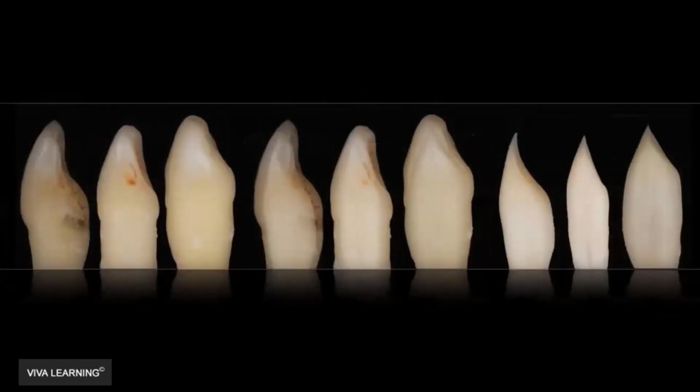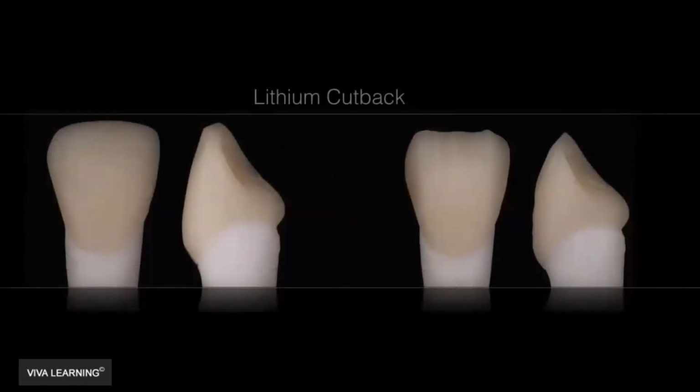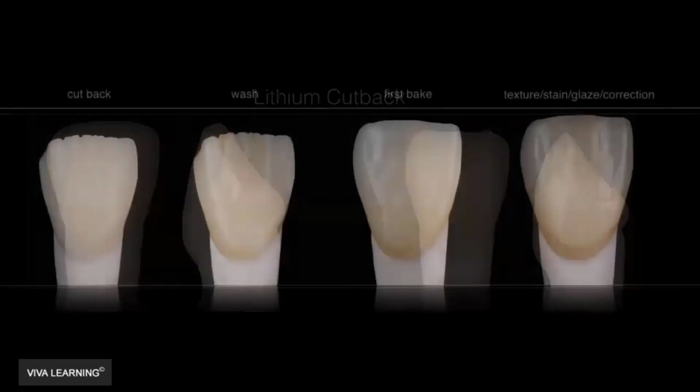So how am I using this? I'm still observing the rules of nature. To the left are natural teeth, and all the way to the right are those same teeth demineralized. I'm just doing the same with my lithium disilicate. I'm pressing it full contour, or I'm pressing it in a dentin cutback, and then I'm just cutting it back so I have a dentin makeup.